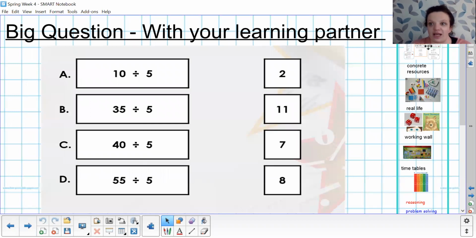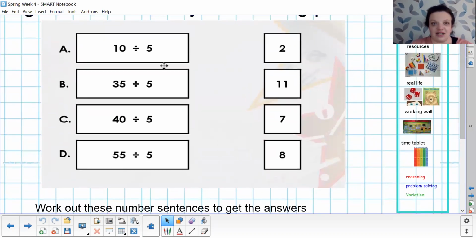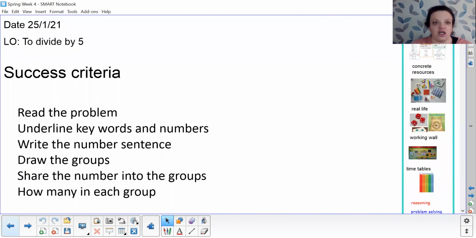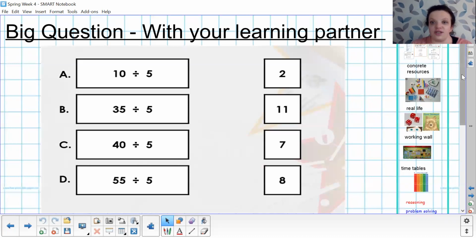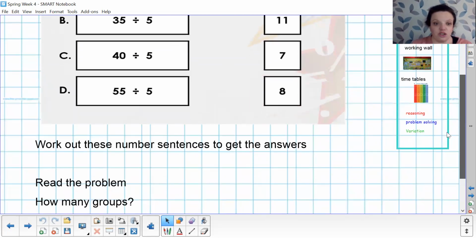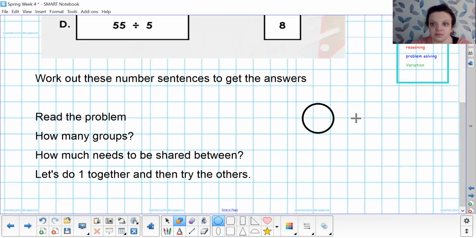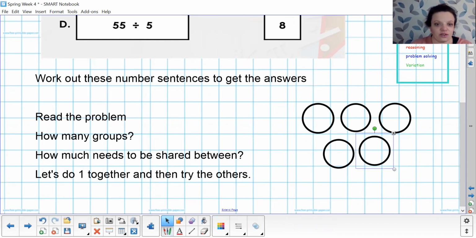So to start with, a big question this morning is going to be to match these number sentences to the answer. So let's do the first one together, 10 divided by 5. So we know we've read the number sentence, 10 divided by 5, and we've got to draw the number of groups we're sharing into. So it's 10 shared into 5 groups. So the number of groups we're going to draw is 5. So we're going to draw 1, 2, 3, 4, 5. And then we're going to share out our 10.